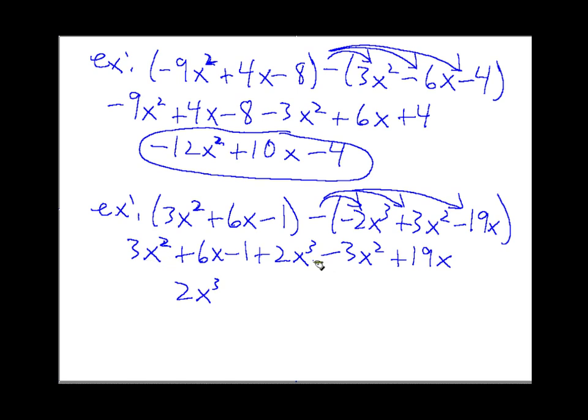Well, we have 3x squared and negative 3x squared. Well, those are going to cancel out then, right? They cancel each other off. So there are no x squared terms remaining in this problem. How about 6x and 19x? Well, that's going to be what? 25x. And then I have my constant term here, minus 1. Okay? So there's our solution here, 2x cubed plus 25x minus 1. All right? So again, not too bad at all here.